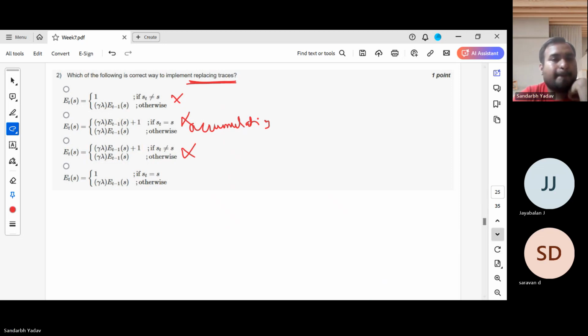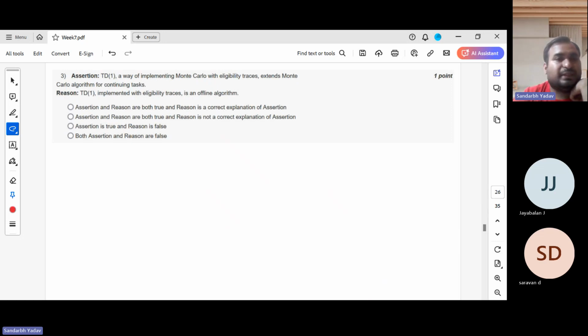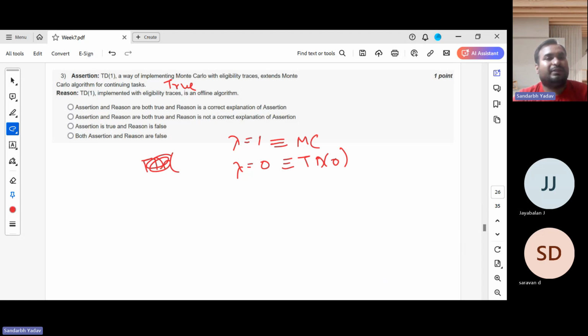Now the third question is an assertion-reason kind of question, which says that TD(1) is a way of implementing Monte Carlo with eligibility traces, and extends Monte Carlo for continuing tasks. Yeah, this is true, right? Because we remember that TD(1) basically means lambda equals 1. Lambda equals 1 corresponds to Monte Carlo and lambda equals 0 corresponds to TD(0). So this assertion is true: TD(1) is a way of implementing Monte Carlo with eligibility traces.